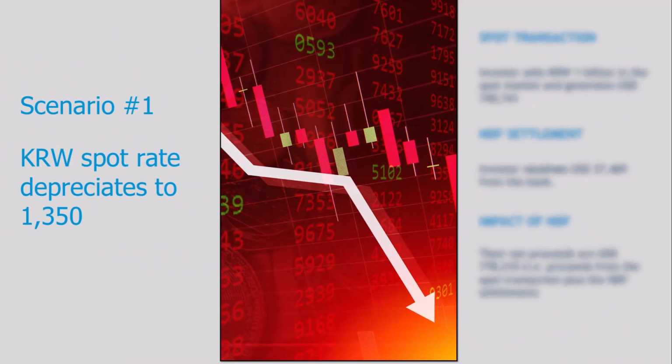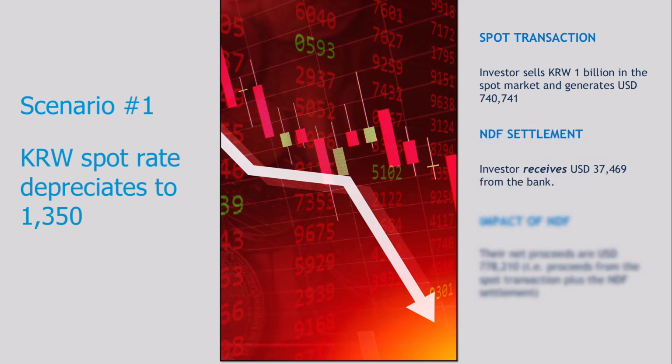Jumping forward in our time machines, let us consider what the outcome will be at the 6-month settlement date. In the first scenario, we'll have a look at a situation where the won depreciates to 1,350. The investor receives the 1 billion coupon, which it sells at the prevailing spot rate. The 1 yard of won generates 740,741. But under the terms of the NDF, the investor will receive 37,469 from the bank, and so their proceeds will be 778,210.